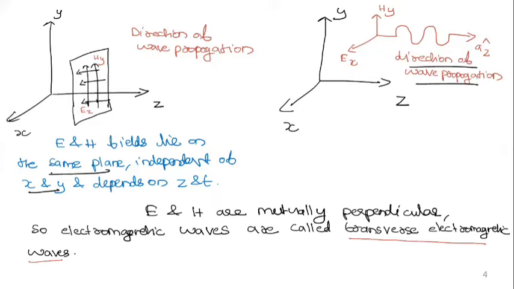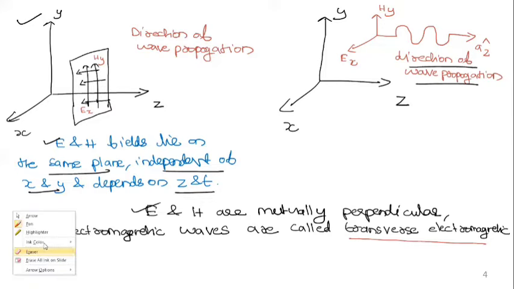So if you get a question, what is a uniform plane wave, then the main point is that in a uniform plane wave, electric and magnetic field lie on the same plane. In this figure also, you can see that it is along the z direction. You can see how electric and magnetic fields are perpendicular. Here, electric and magnetic field are mutually perpendicular to each other, and so they are also called transverse waves.